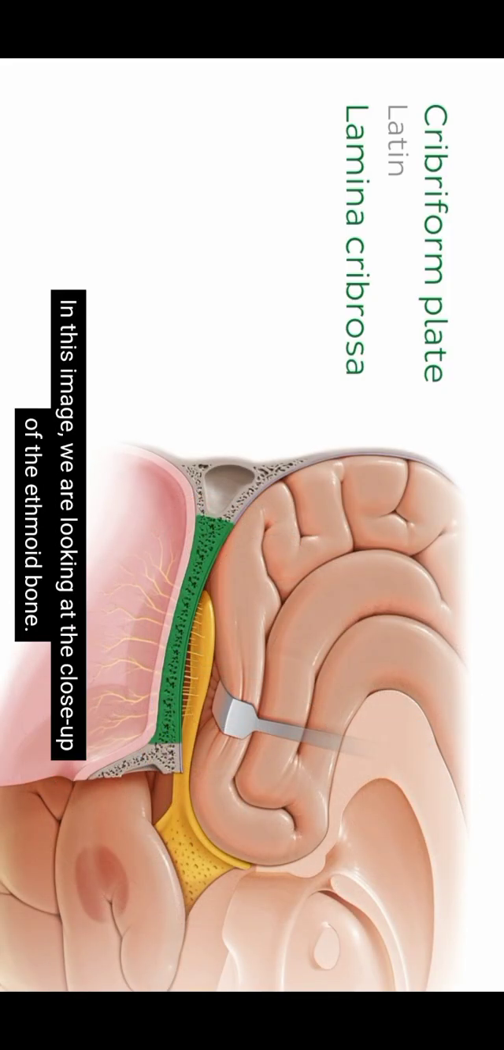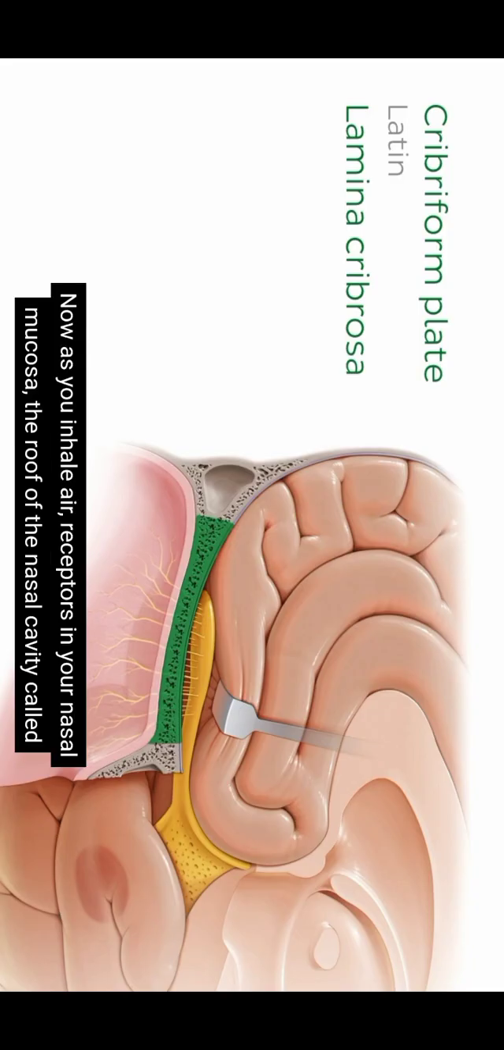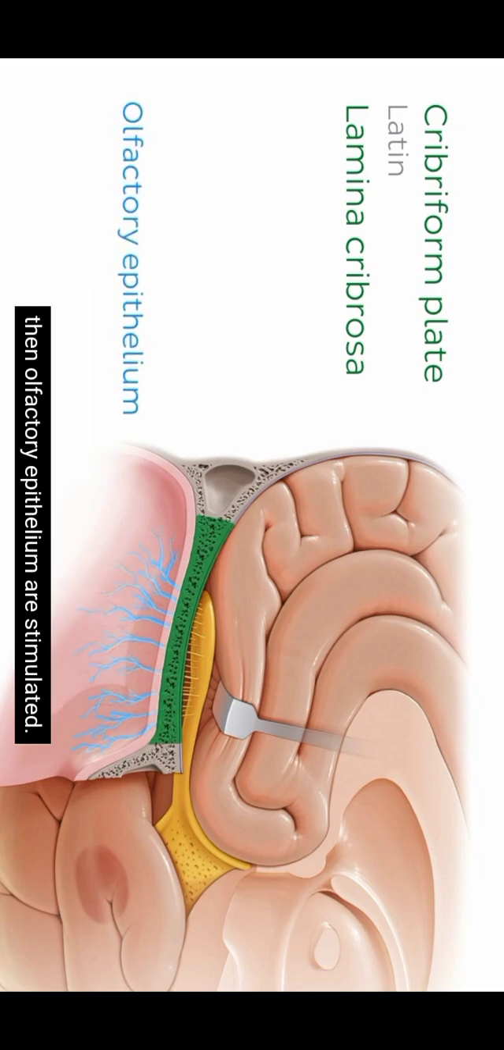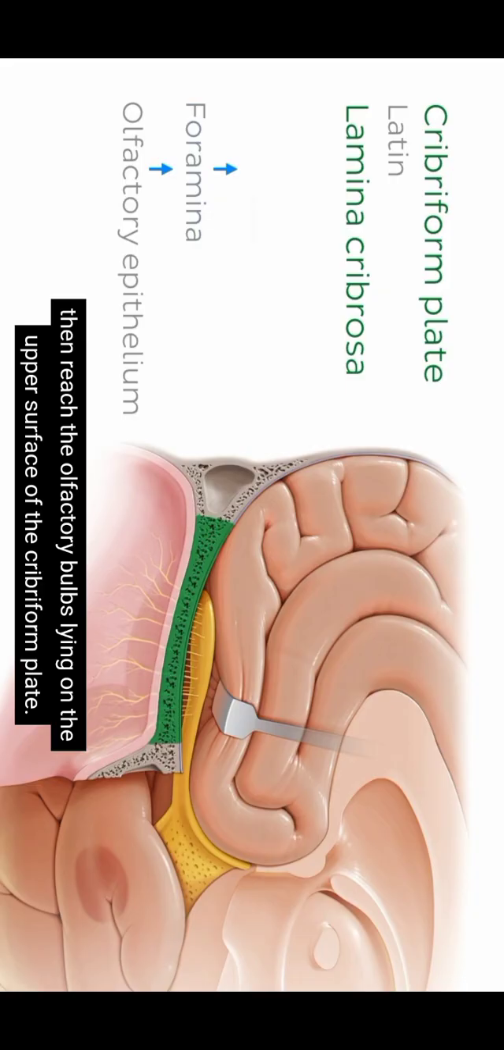Now, we're going to take a closer look at the cribriform plate and our first cranial nerve, the olfactory nerve. In this image, we are looking at the close-up of the ethmoid bone. Here we can see the cribriform plate in green, separating the nasal cavities from the cranial cavity. Now, as you inhale air, receptors in your nasal mucosa, the roof of the nasal cavity called the olfactory epithelium, are stimulated. The axons of these special sensory neurons project superiorly through the foramina to reach the olfactory bulbs lying on the upper surface of the cribriform plate.